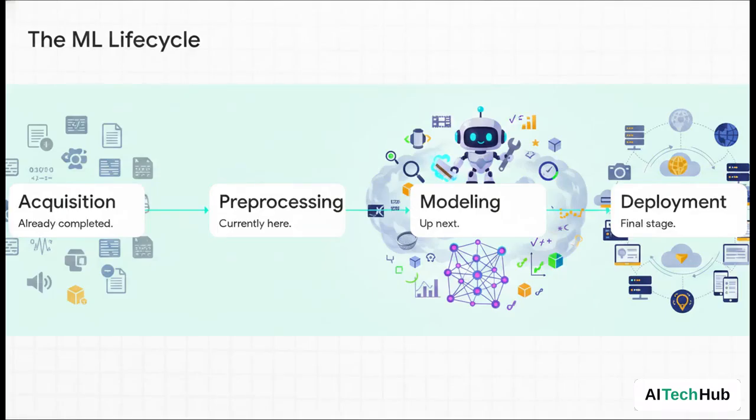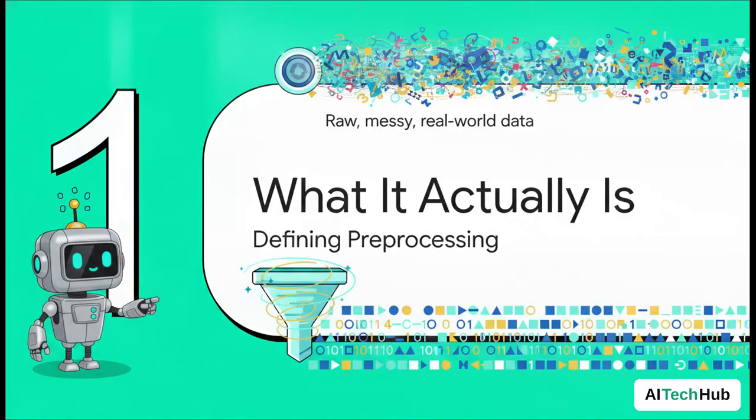So, if you caught part 1 of our explainer series, you know we've already acquired our data. We gathered our raw materials. That means we're ready to move straight into the critical second stage, data preprocessing. This is literally everything that happens to your data before a machine learning model ever even gets to see it. Which brings us to section 1, what it actually is.